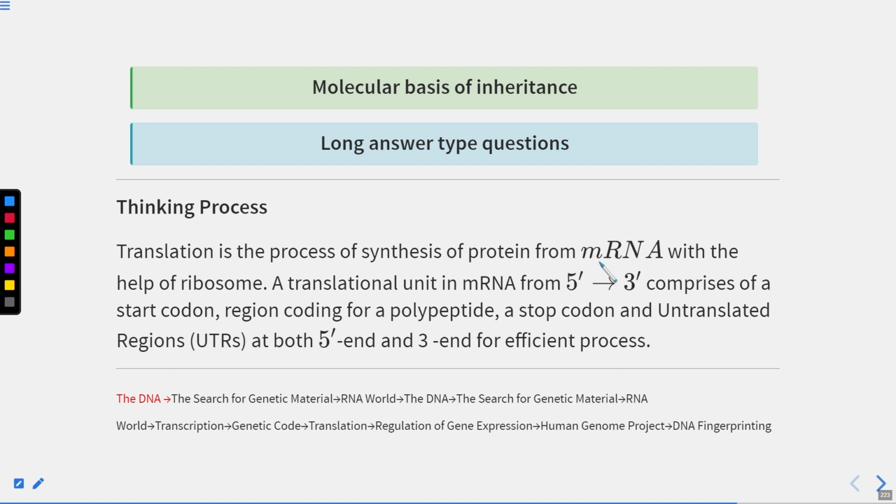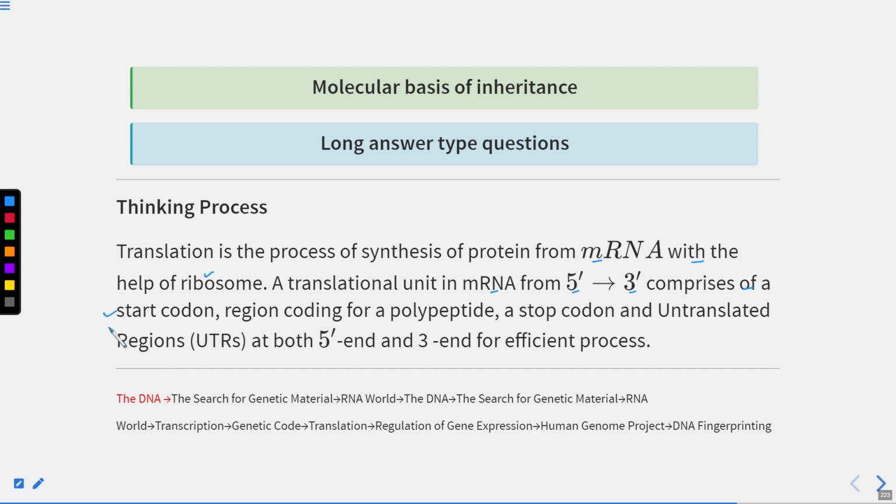Now, translation is the process of synthesis of protein from what? From the mRNA with the help of ribosomes. So, ribosomes are the site of protein synthesis. A translational unit in the mRNA, from 5' to 3' end, comprises a start codon.